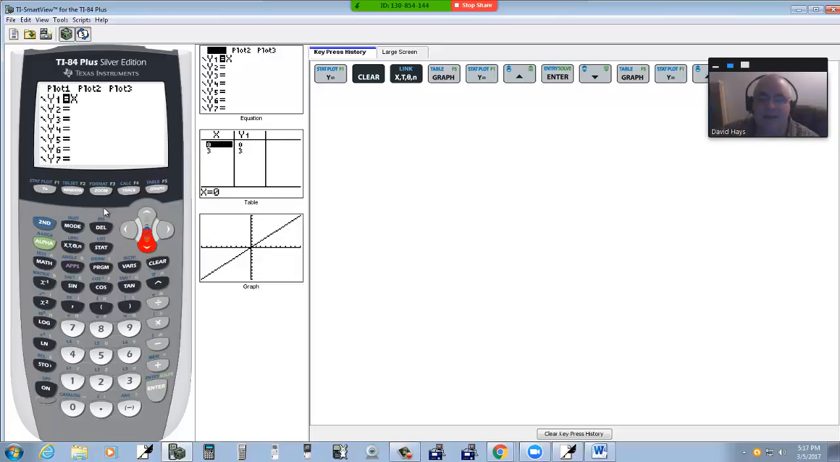The second item is your zooming may be messed up. If you press your zoom button and you choose 6 for Z standard, that'll set it back to your standard viewing window, which is -10 to +10 on both your X and Y axis.